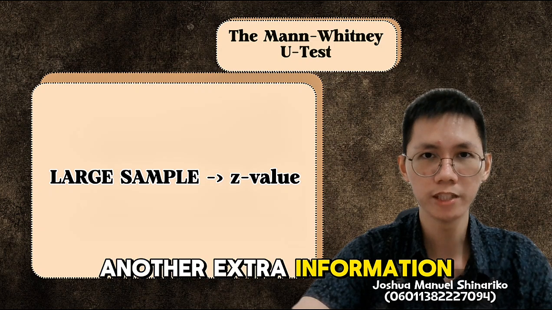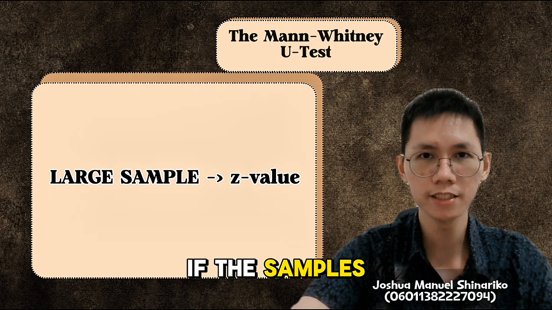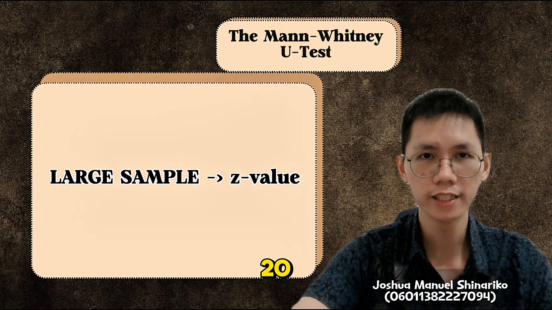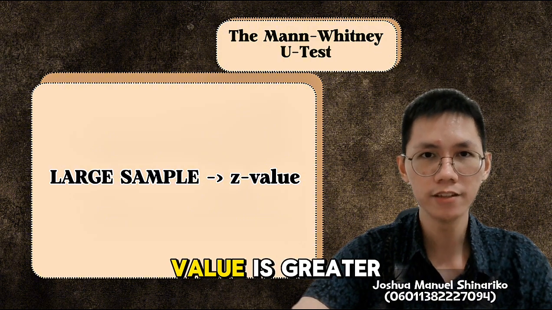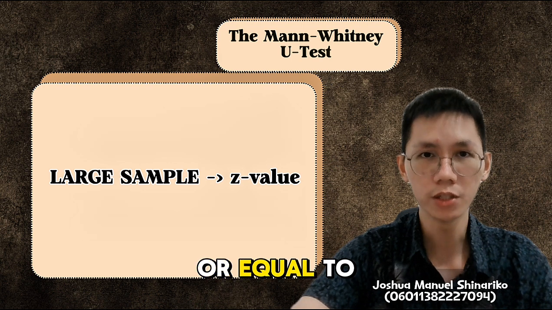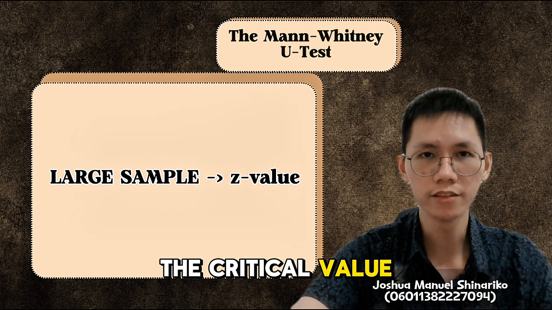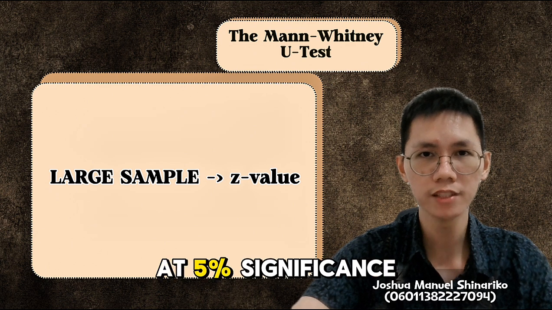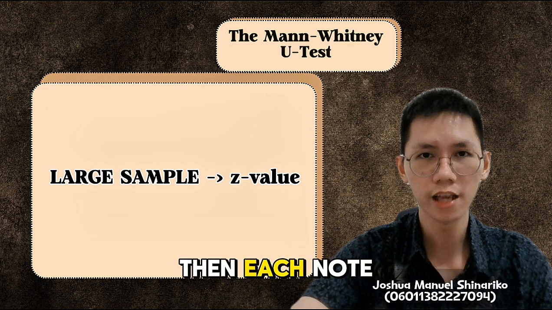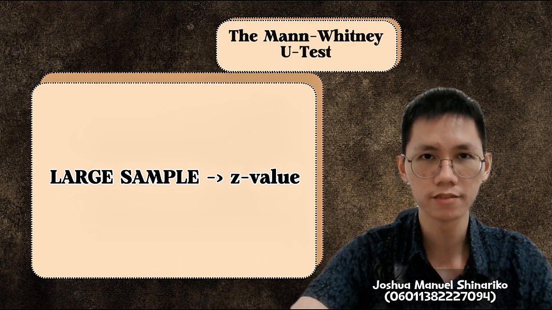Another extra piece of information is that if the samples are large, over 20, we need to use the Z value instead of critical U. If the Z value is greater than or equal to the critical value, for example, 1.96 at 5% significance, then H0 is rejected.